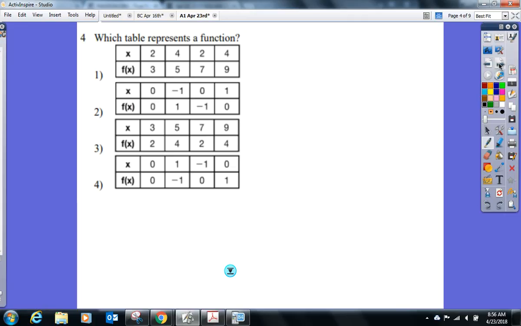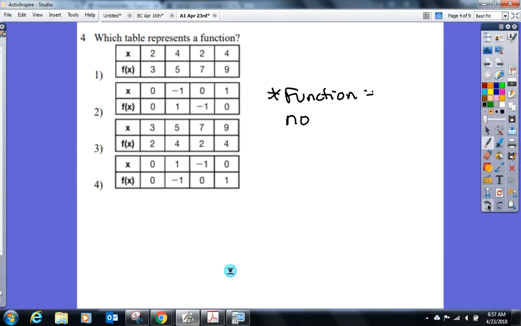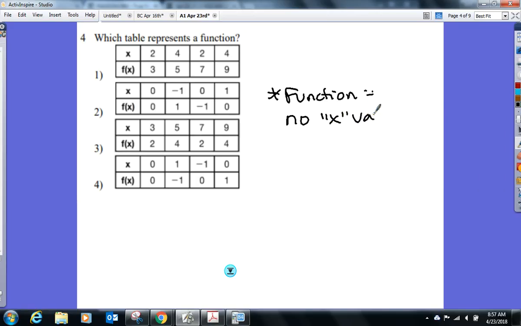I'll throw it out to you guys if you want to drop some knowledge on me and your classmates. Anybody remember the rule that it's got to follow if it's a function, Tom? X values cannot repeat. Okay, so let's put some notes down here too. A function means no X value repeated.